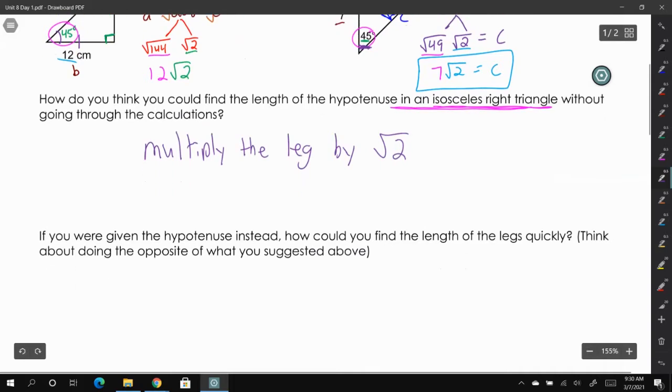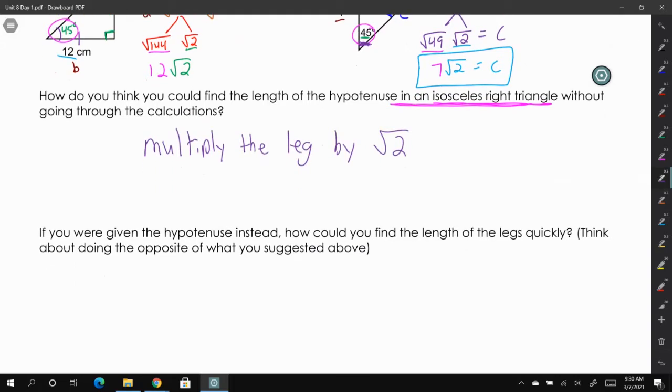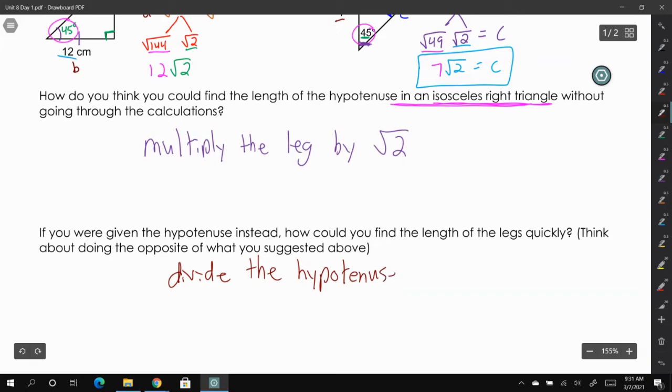But what if you had to go opposite? What if I gave you the hypotenuse and I said, okay, now tell me how long the leg is? What's the length of each of the legs? Well, if you think about it, if I have the leg and I'm trying to find the hypotenuse, I multiply by the square root of 2. Now I'm going backwards. I have the hypotenuse and I want to go back and find the leg. Well, what is the opposite of multiplication? That is division. So we need to divide the hypotenuse by the square root of 2.